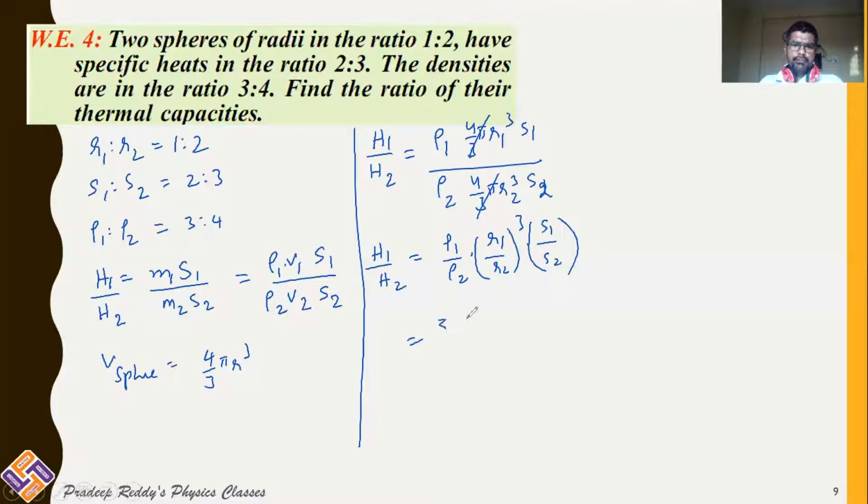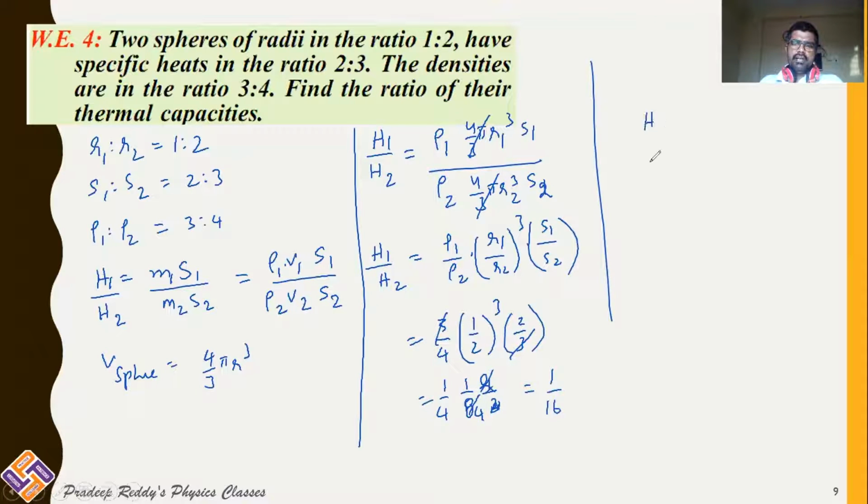What is rho 1 by rho 2 given? 3 by 4. What is R1 by R2 given? 1 by 2 whole cube. What is S1 by S2 given? 2 by 3. Okay, this 3 and 3 gets cancelled, and this is 1 by 4 into 1 by 8 into 1 by 2. Sorry, 2. This gives you 2 4 8, that is 1 by 16. So final answer H1 divided by H2 is equal to 1 by 16. Therefore, the ratio of their heat capacities is 1:16.